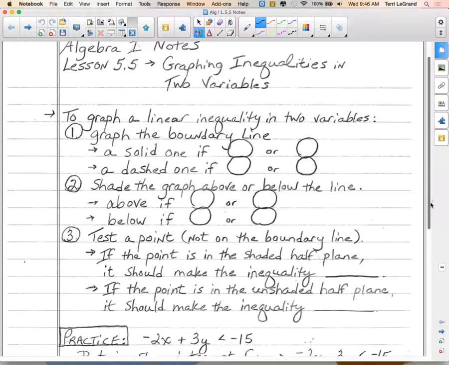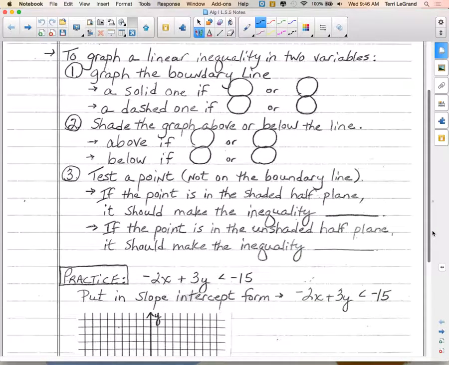So the first part I start out with to graph a linear inequality in two variables. In other words, there will be x's and y's involved. Graph the boundary line. That's the first thing we're going to do. We'll make it a solid line if the inequality symbol is what? When do we make the boundary line solid? What did you learn in your reading?